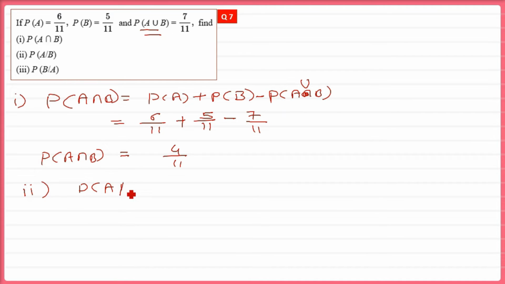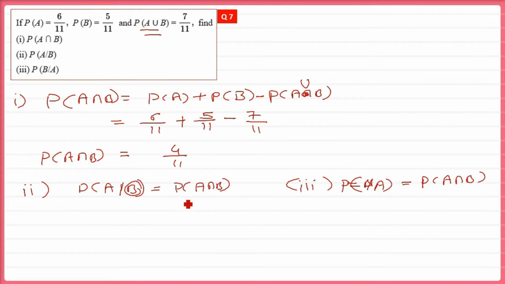Now the second one is P(A|B), and the second and third we will do together side by side. So the second and third, P(A|B) and P(B|A), can be computed. So this is P(B|A). So P(A|B) is P(A intersection B) over P(B), and for P(B|A), P(A intersection B) again will come in the numerator, both of them. But P(B) comes in the denominator here, and P(A) comes in the denominator there. P(A intersection B) we have already computed, 4 by 11. P(B) is already given, which is 5 by 11. So this comes out to be 4 by 5.